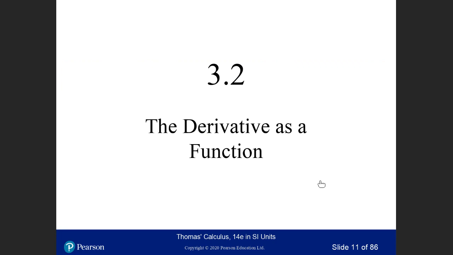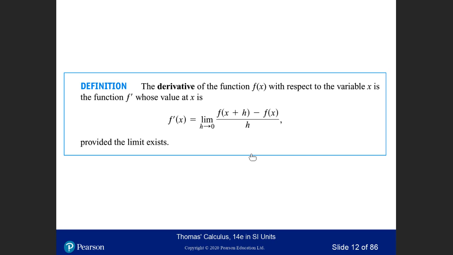Now we can consider derivative as a function, because when you take the derivative of the curve that you have, y is equal to f of x, you get f prime of x. So you take the derivative at every point in an open interval. So the derivative of the function f of x with respect to the variable x is the function f prime, whose value at x is this.